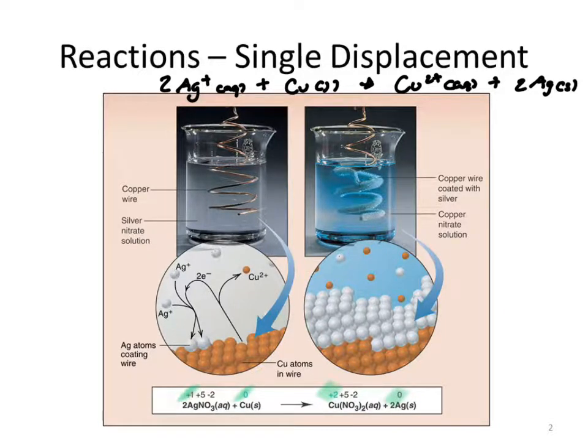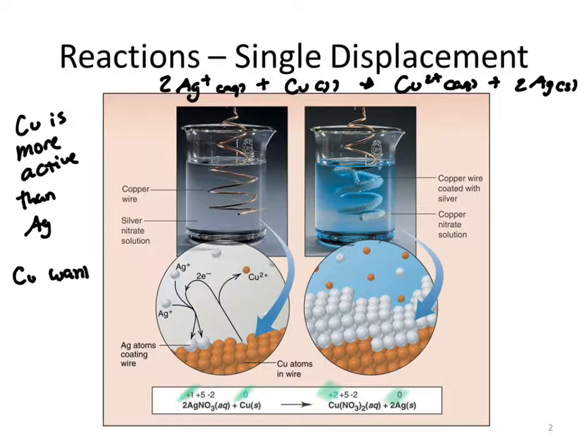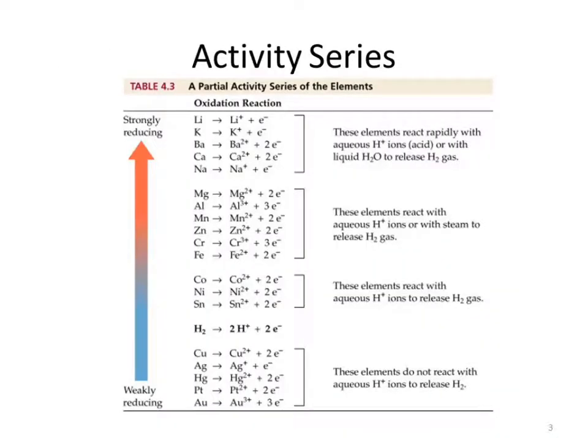This reaction is driven by the fact that copper is more active than silver. What that means is copper wants to be an ion more. And how do I know that copper is more active than silver? From our activity table. Here I have my activity series, and we were just looking at copper and silver. So here's copper, and here's silver.